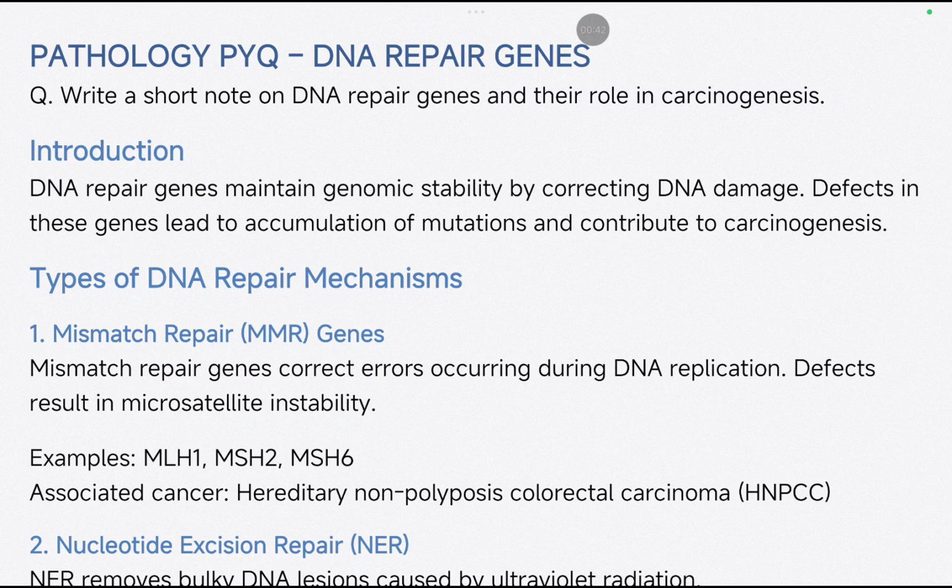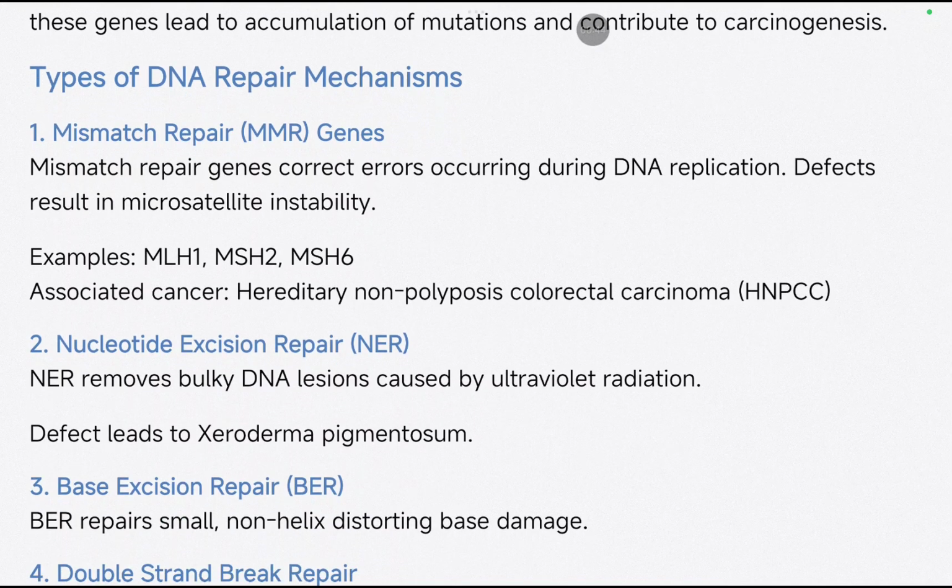So, what are the types of DNA repair mechanisms? First is mismatch repair genes, MMR genes. These genes correct the errors occurring during DNA replication. Defect results in microsatellite instability. Example: MLH1, MSH2, MSH6. What are the associated cancers with MMR genes? Hereditary non-polyposis colorectal carcinoma. Second is nucleotide excision repair, NER.